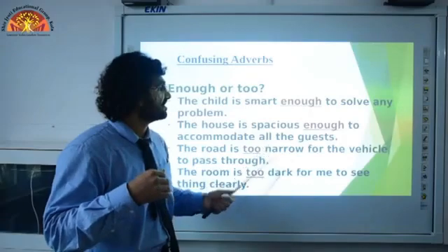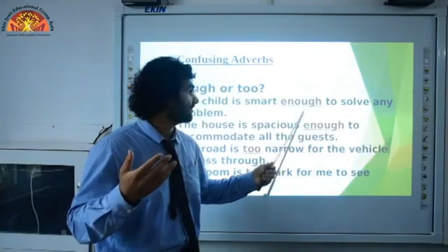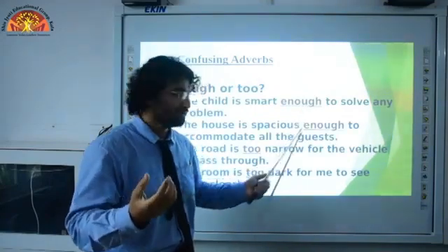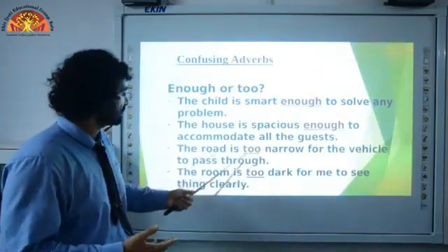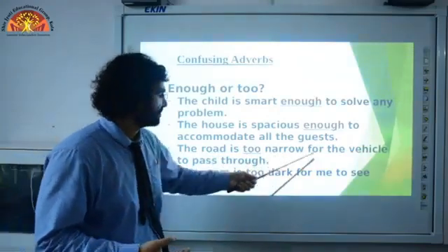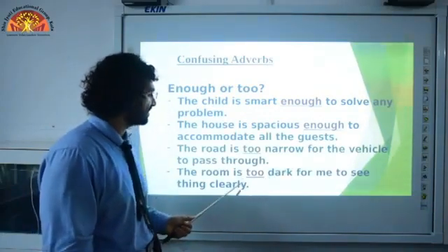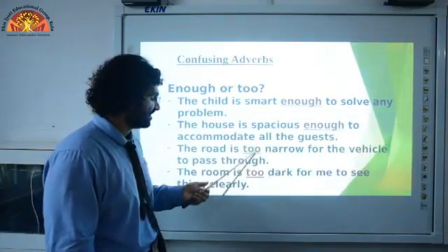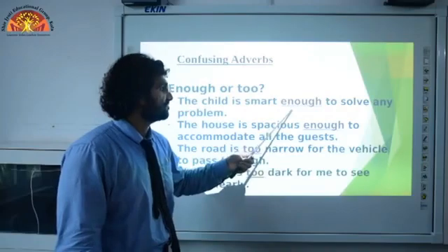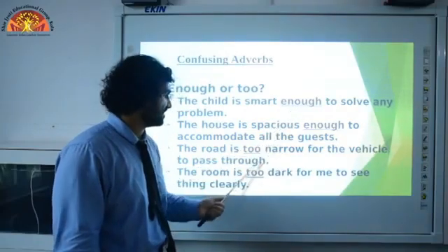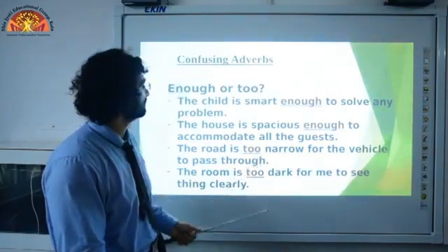We will talk about the second major difference between them. It's very easy. Try to remember it like this. Enough means sufficient. Too means excessive, too much. Alright, we will see the sentences related to too now. The road is too narrow for the vehicle to pass through. The room is too dark for me to see things clearly. So clearly we can see this has negative sense, this has positive sense. Also, this means sufficient, and this means too much or excessive. So do not ever be confused about them.